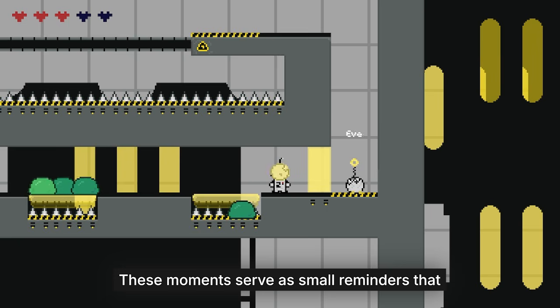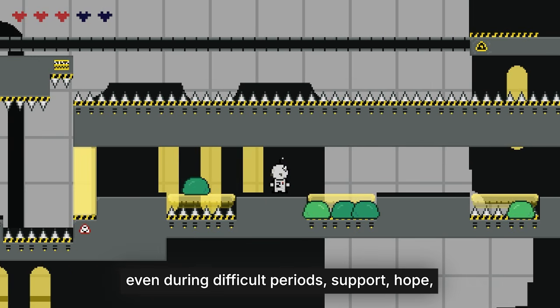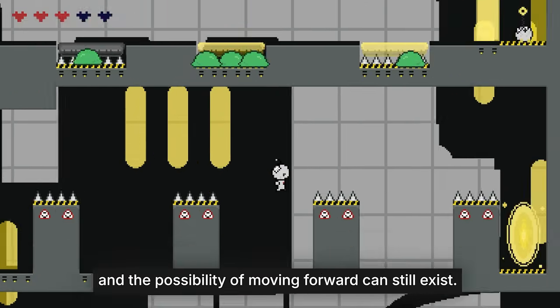These moments serve as small reminders that, even during difficult periods, support, hope, and the possibility of moving forward can still exist.